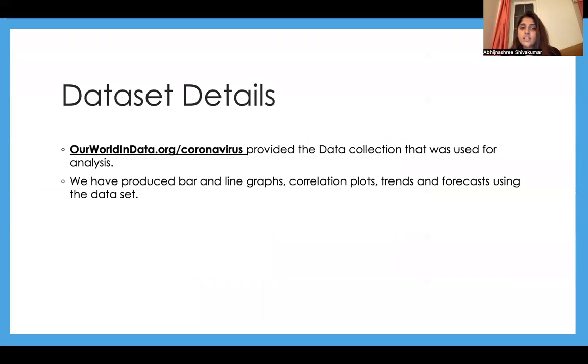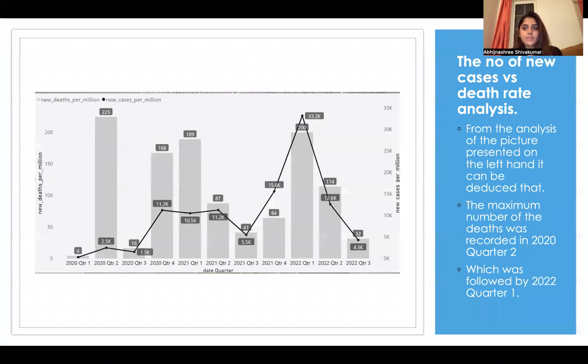The data set for this analysis has been taken from ourworldindata.org, and we have produced a lot of bar and line graphs, correlation plots, trends, and forecasts, using which we will try to analyze the current situation and see what necessary measures can be taken in the future to avoid more cases.